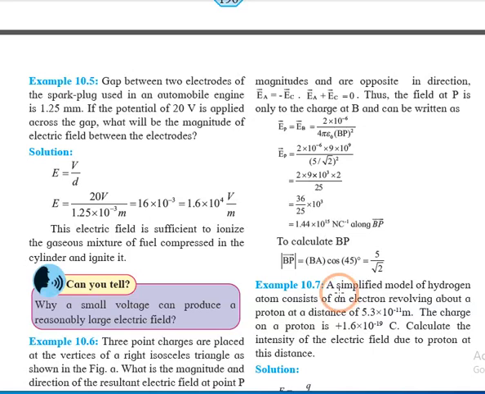Now we have the formula and we have all given points. If we consider D is equal to 1.25 millimeter, that is 1.25 into 10 raised to minus 3 meter. Given potential is 20 volt. So we have formula E is equal to V upon D. Substitute that value, 20 upon 1.25 into 10 raised to minus 3. You'll get 16 into 10 raised to minus 3 volt per meter.